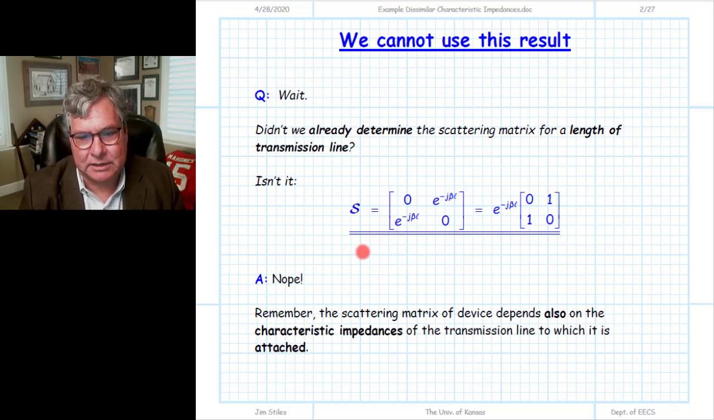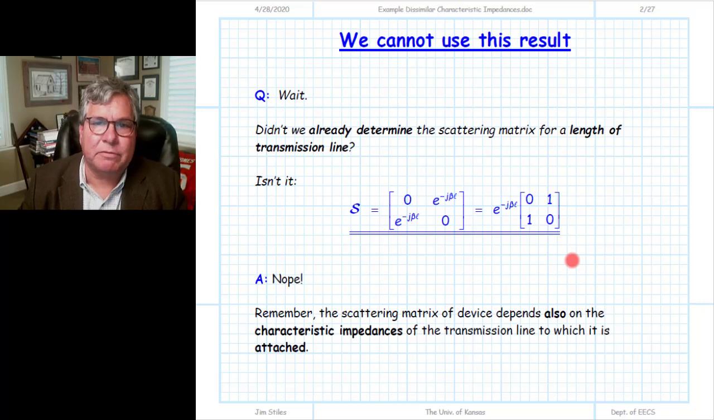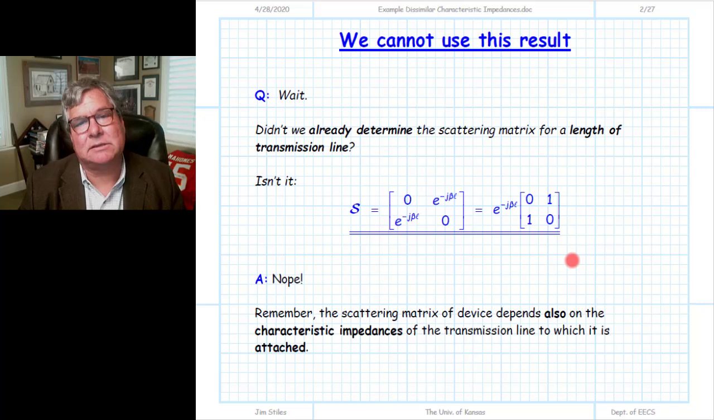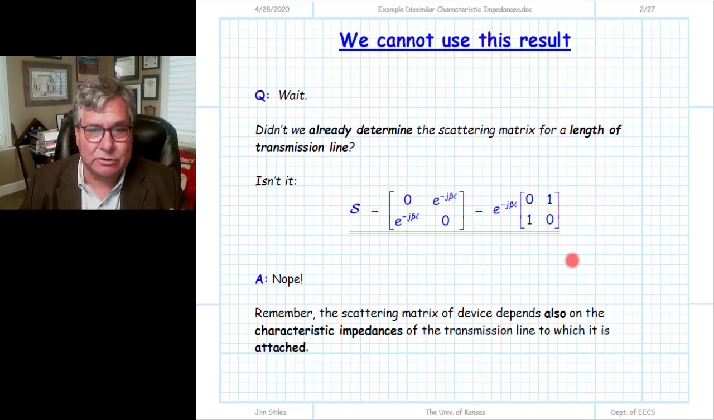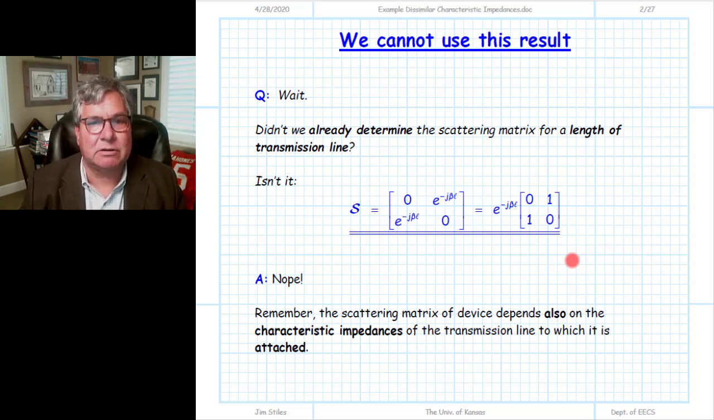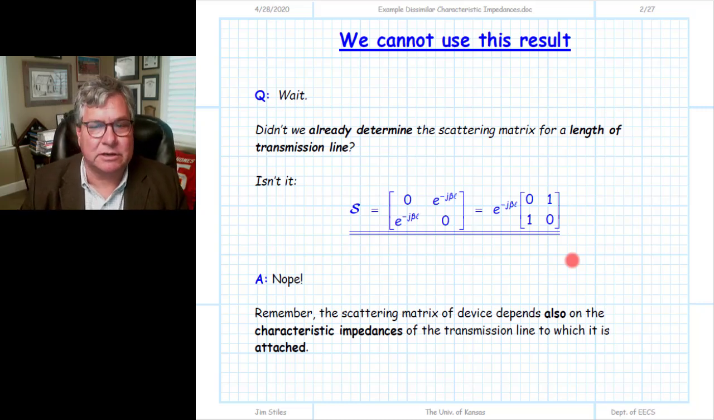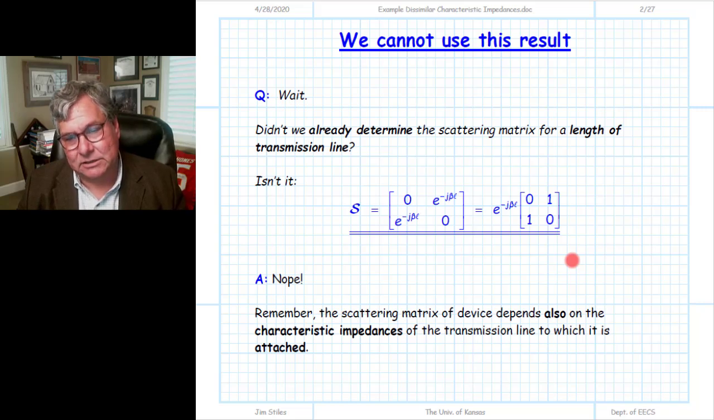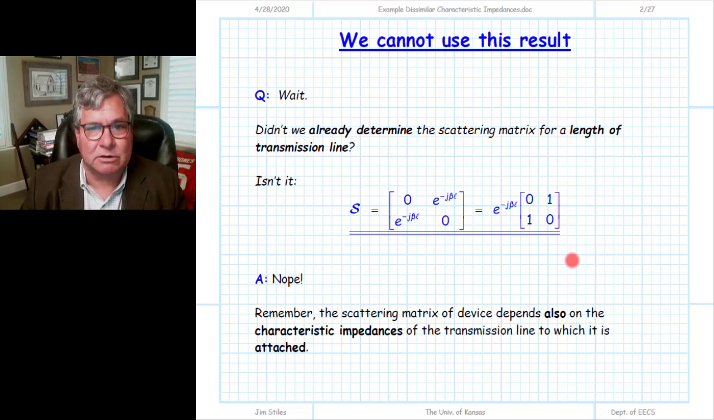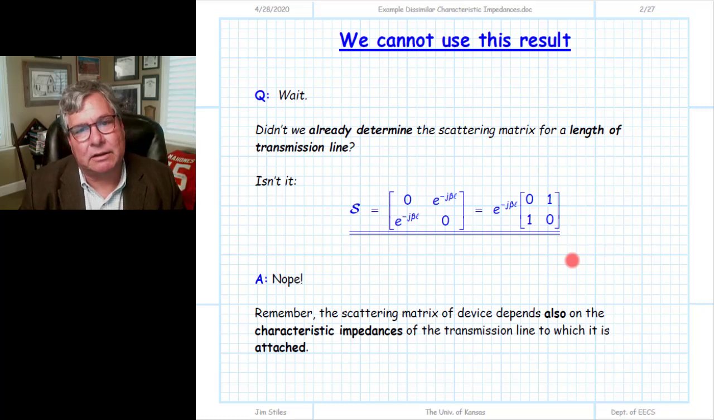Previously, this was the scattering matrix that we determined for an arbitrary length of transmission line. But in that case, the characteristic impedance of the transmission lines connected to each port of that two-port device was identical to the characteristic impedance of the transmission line inside itself. Z0 connected on one side, Z0 connected on the other, and then Z0 likewise forming the two-port device, a length of transmission line. So we just really had a continuum along that structure.